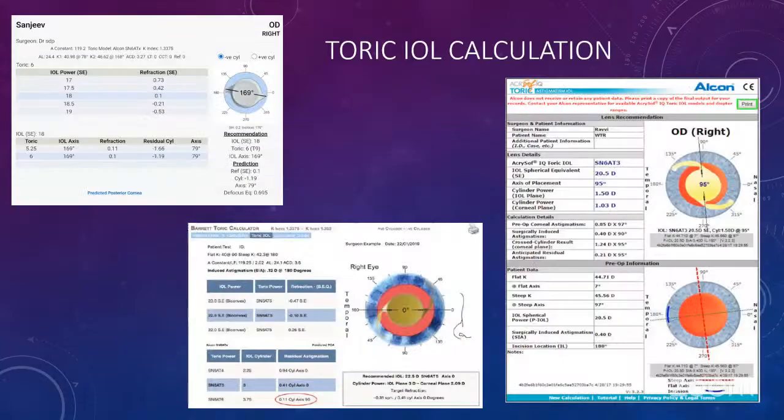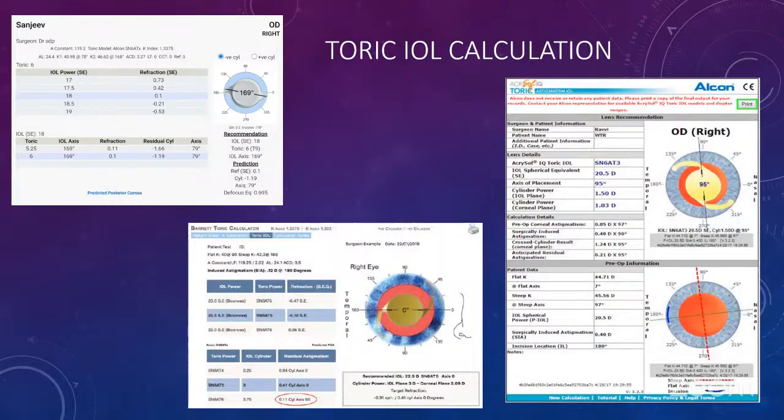So basically, it was a case of toric IOL implanted, and at 1 week post-op, the patient came back with a toric IOL rotation. So we'll start with a brief introduction to how to calculate toric IOL, what are the various methods of marking, and then we'll move on to what exactly caused the rotation or malrotation of the toric IOL, and what steps we can take to prevent it.